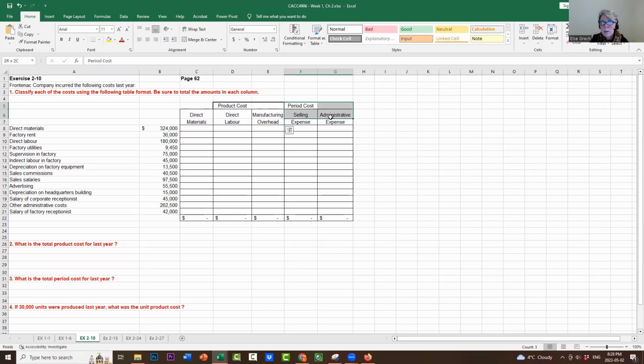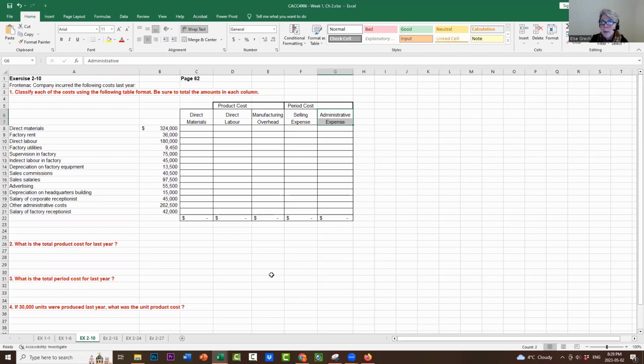Then we have period costs. Period costs happen in the period, in the month, but they have nothing to do with production, nothing to do with a factory, nothing to do with making a product. So selling expenses are the salespeople. Well, they don't have anything to do with making the products. And administrative expenses, it's like the human resource department. It's like the president of the company. It's like the marketing department. It's like the accounting department. It's like anything that is part of helping the company to run, but it has nothing to do with making the product.